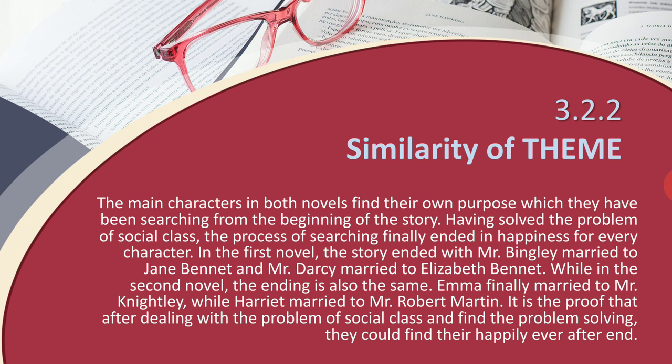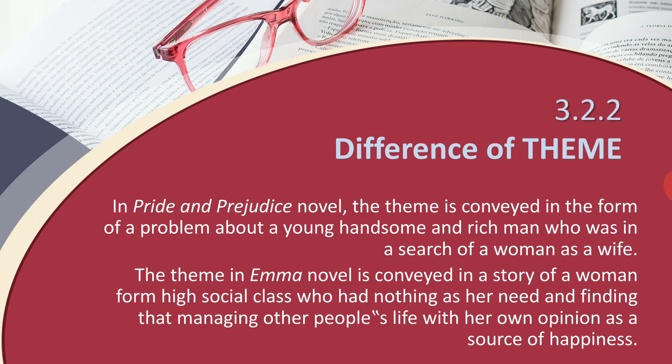While in the second novel, the ending is also the same. Emma finally married Mr. Knightley, while Harriet married Mr. Robert Martin. It is the fruit that after dealing with the problem of social class and finding the problem solving, they could find their happily ever after ending. Now we go to the difference of the theme.